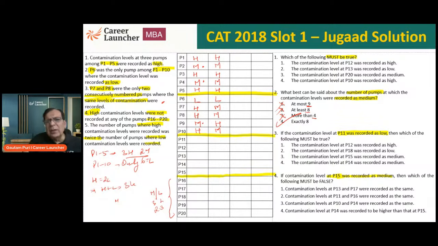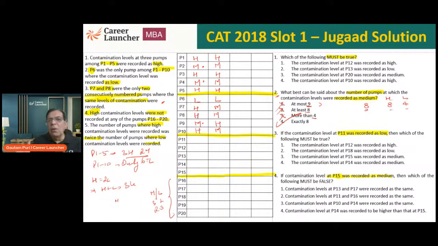But to me, uski zarurat hi nahi thi. To me, at most 9 means all numbers greater than 9 should be satisfying. At least 8 means all numbers less than 8 should satisfy, and nahi ho sakta wo. And hence for me, as far as I am concerned, medium has to be equal to 8. So medium is 8. What will be high plus low? High plus low will be 12. And hence high will be 8 and low will be 4. So as far as I am concerned, using question number 2, I have been able to say that medium has to be 8, high has to be 4, 8 and low has to be 4.